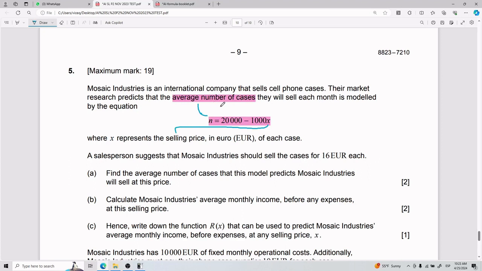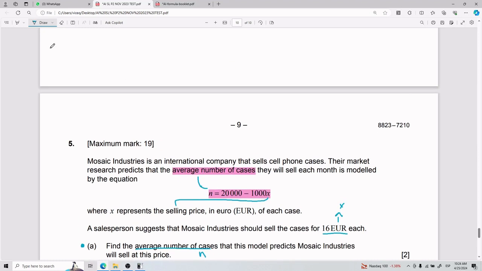So for part A, we have that a salesperson suggests that Mosaic Industries should sell the cases for 16 euros each. And so clearly this is going to be an x value. We need to find the average number of cases, so you need to find an N for part A. You need to find an N that this model predicts Mosaic Industries will sell at this price. And so pretty straightforward for part 5A. This exercise is still relatively friendly.